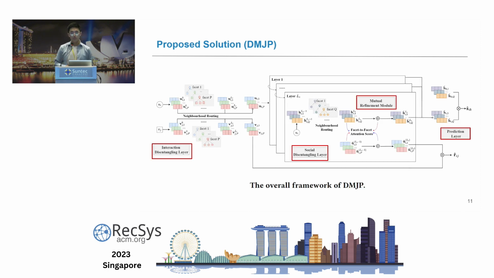And this is the overall framework of our proposed method, which consists of 4 modules. The interaction disentangling layer and the social disentangling layer are used to learn the disentangled embedding in each network. After the disentanglement, they are passed to the mutual refinement module to perform the mutual refinement between the embeddings. And finally, we have the prediction layer, which performs both the item prediction and the social link prediction for a joint optimization.